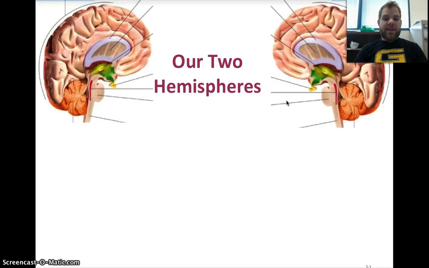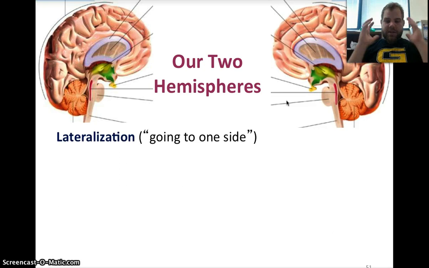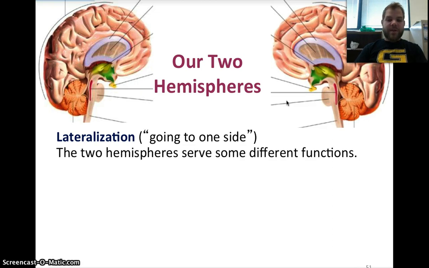Now we're going to be looking at this in depth Monday night, but the main thing to take away is that our brain has two hemispheres, our left side and our right side. And information crosses the corpus callosum, which is the connection that bridges the two sides of the brain. Lateralization is going to one side. So if the functions are performed on this side, that's a lateralization to the right side, and vice versa.